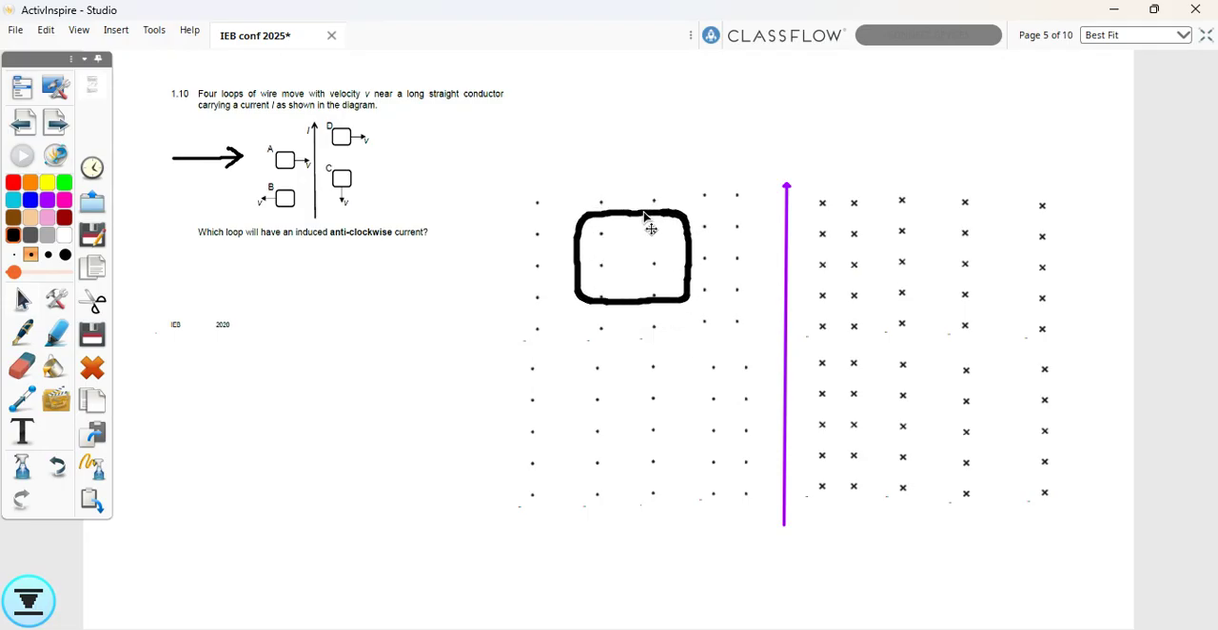If you then move it up and down in the field, you can see that actually nothing is changing. So up and down in the field on that side, and up and down in the field on that side.